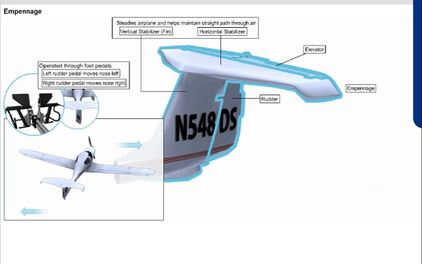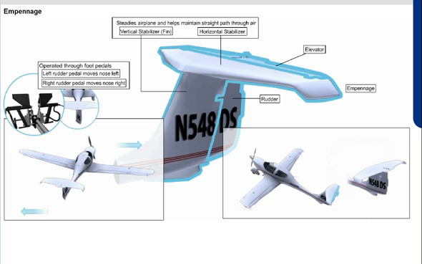The last component of the empennage is the elevator. The elevator is attached to the back of the horizontal stabilizer. During flight, you use the control stick to move the elevator, which moves the airplane's nose up and down.